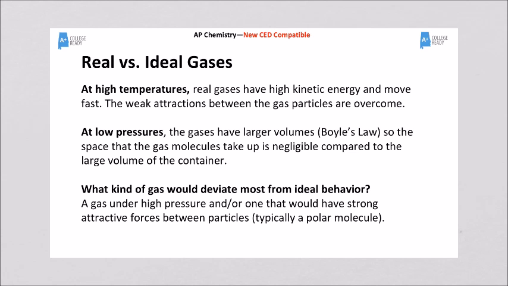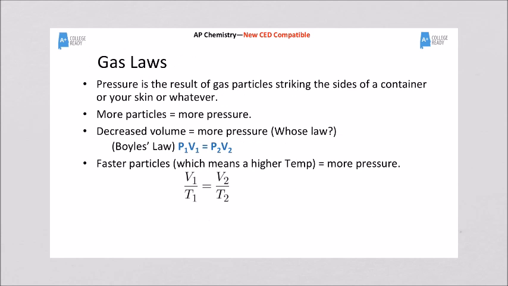Another question is, what kind of gas would deviate most from ideal behavior? If you're trying to figure out what gas would deviate most, you'd probably want a polar molecule or a gas under really high pressure. Because if it's high pressure, you have a very small volume, and the particles would take up some of that space, and it would matter.